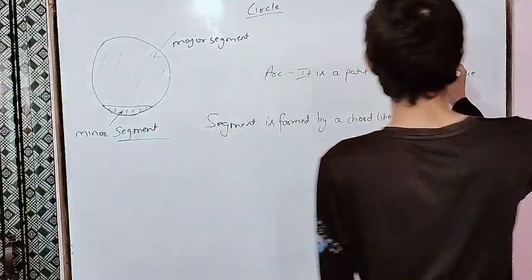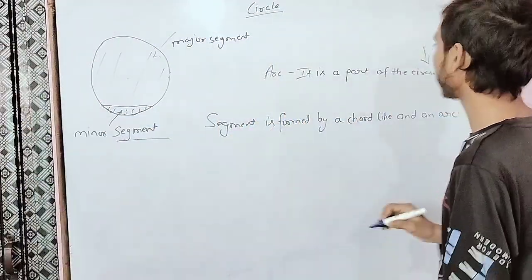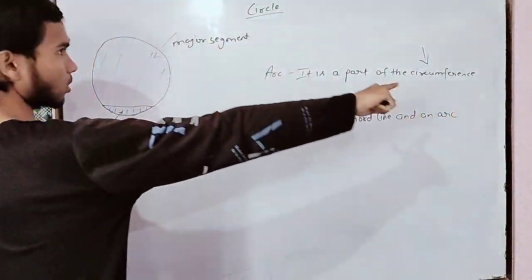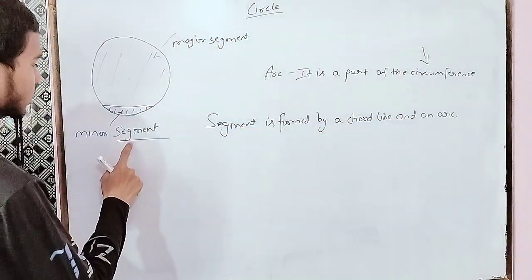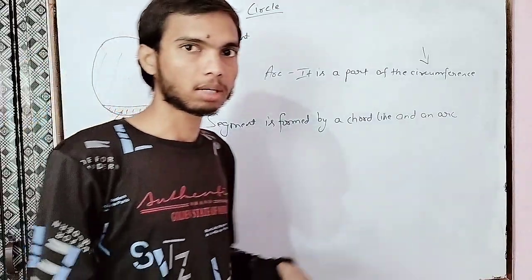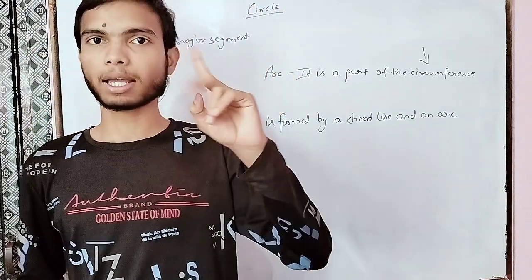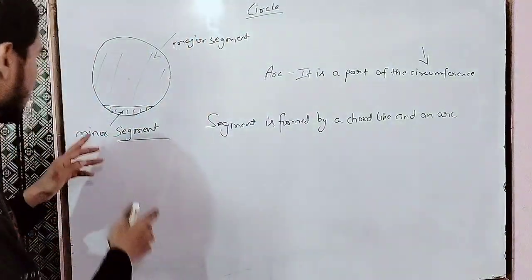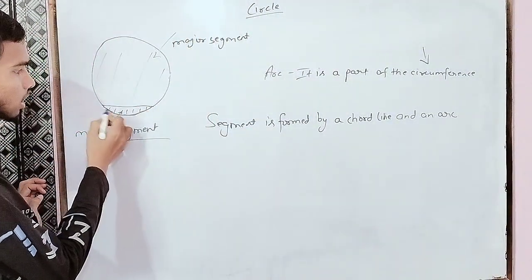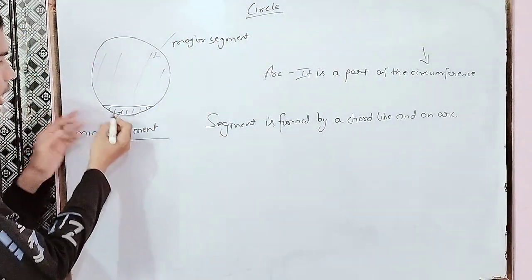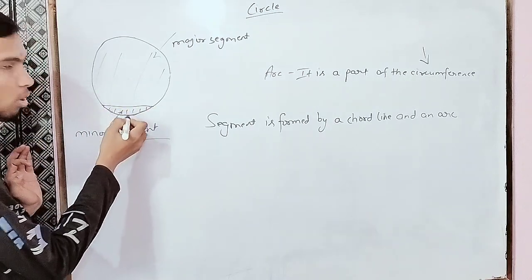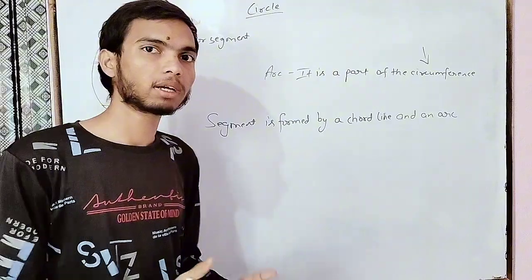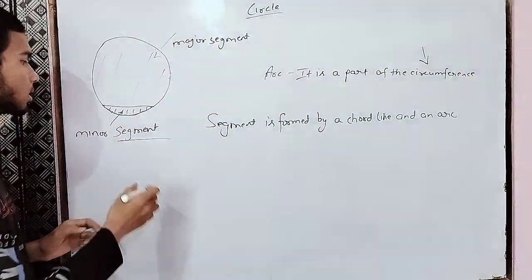When it comes to circumference, from here you will be able to find the perimeter of this circle. We will talk about this later. First, let's understand segment. So what is a segment? A segment is an area which is formed by a chord and an arc. Here you can see this is a chord and this is a minor arc, and this combination of a chord and an arc is giving a minor segment.